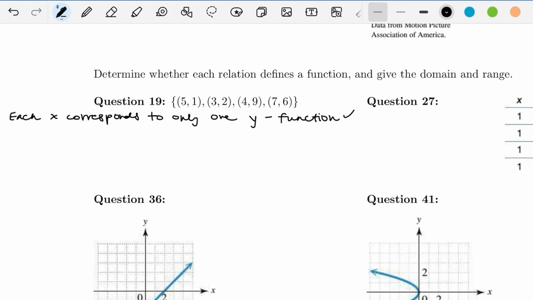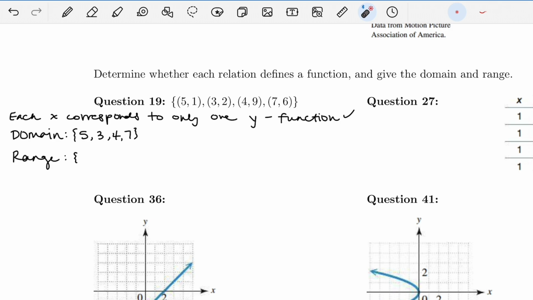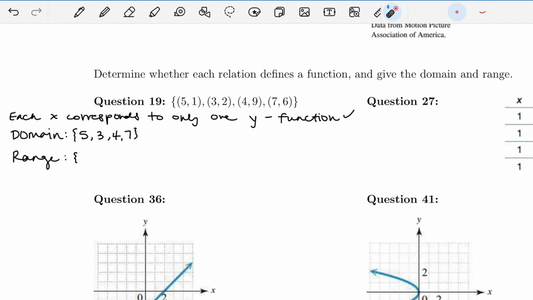All right, now our domain is going to be all of our input values. So in this case, that'll be 5, 3, 4, and 7. And then our range is going to be all of our output values. So 1, 2, 9, and 6.